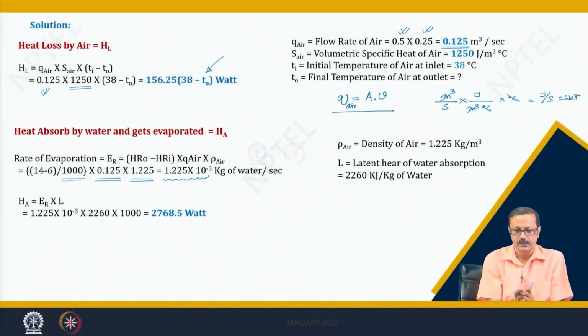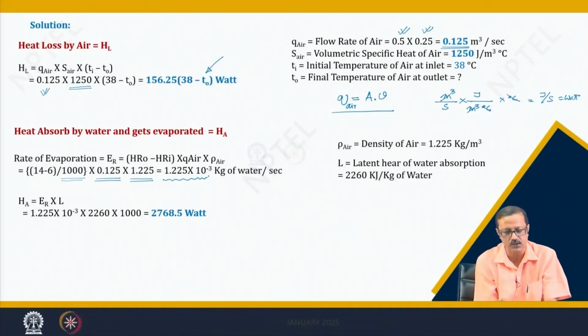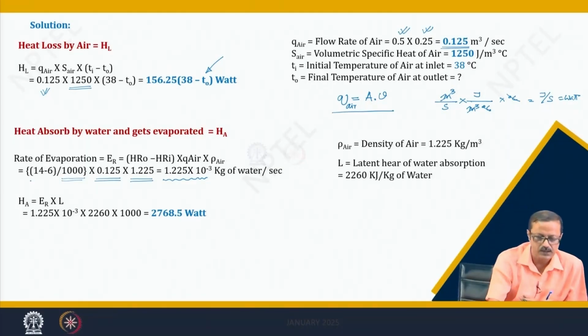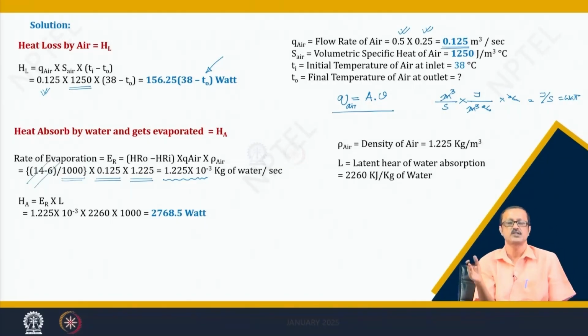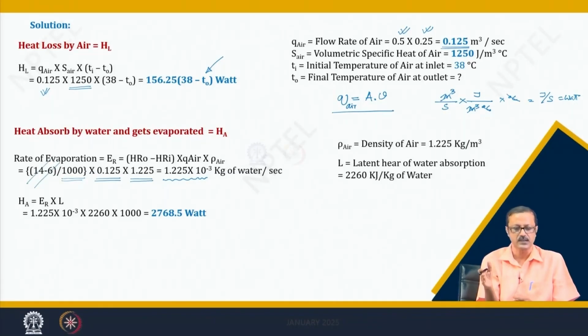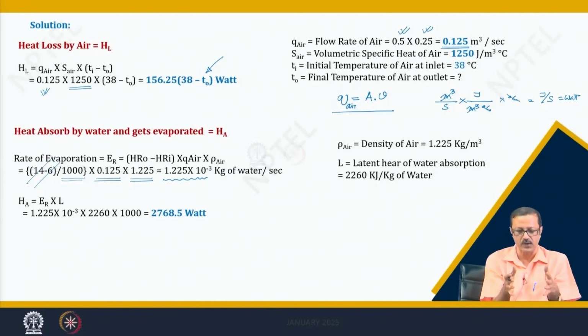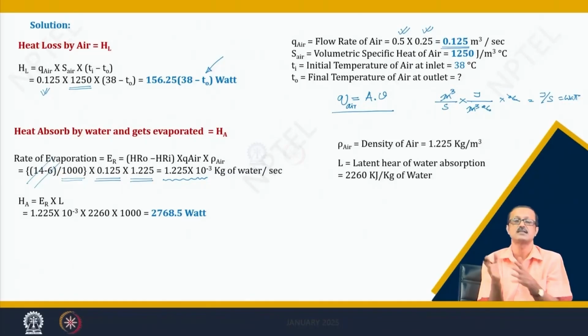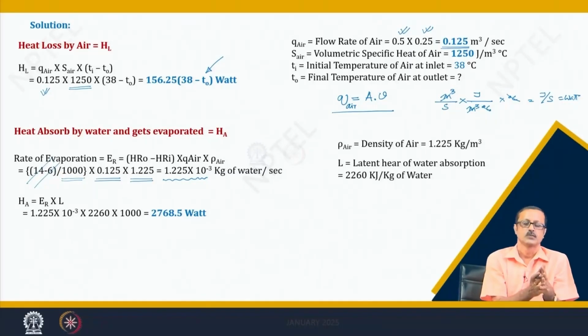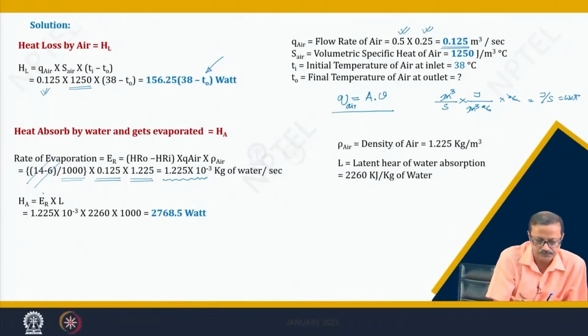that is the evaporative rate, right. Because this is the change of evaporation, that much water changes, from 14 to 6, is the change of the moisture content of the air, and this moisture content is applicable on a flow of 0.125 meter cube per second with some density. So, that means this much, 1.225 into 10 to the power minus 3 kg of water per second, is evaporated out, right. So, that is your ER.